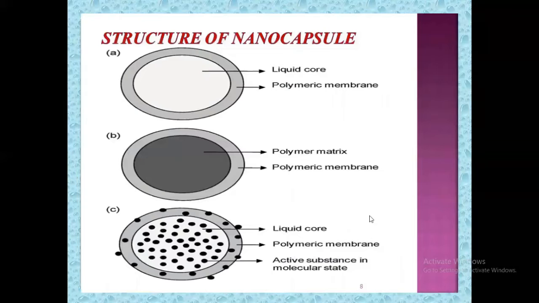As I said, this is the liquid core at the center, and after that you have a polymeric membrane. In the structure of nanocapsule A, the liquid core at the center is surrounded by a polymeric membrane. In B, you can see that a polymeric matrix is there. This is the matrix with the liquid or solid material, surrounded by a polymeric membrane. Then the liquid core has drug molecules, the active substance in the molecular state, which is again surrounded by a polymeric membrane.